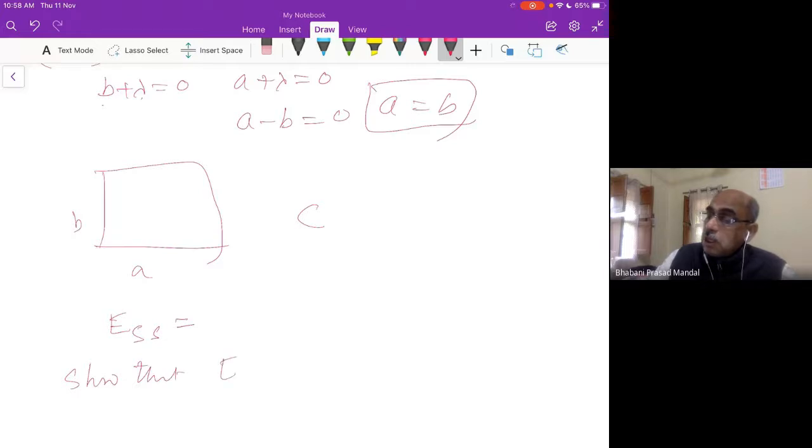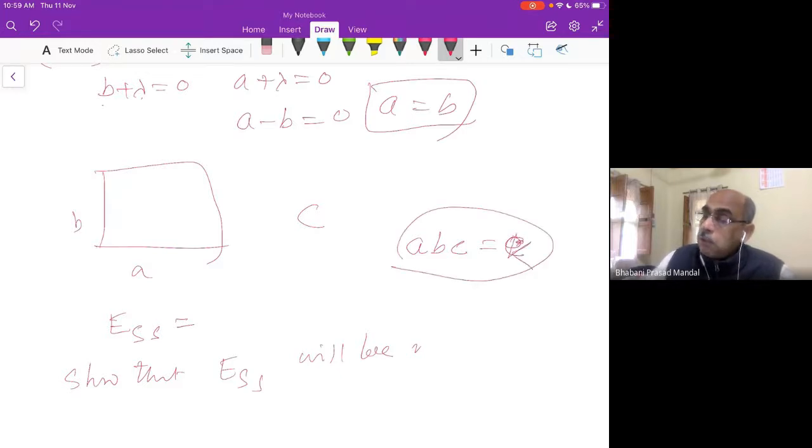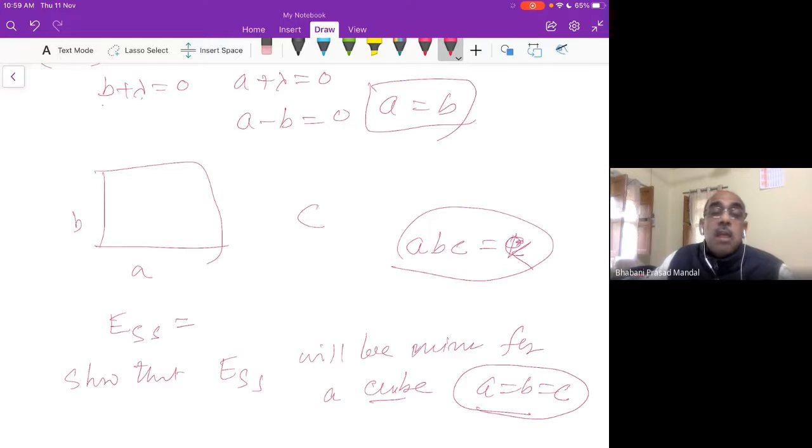this ground state energy will be minimum for a fixed volume. So this is a box with a fixed volume, so ABC is some constant K, and you have to show that the ground state energy will be minimum for a cube. That means you have to prove that it will be minimum only when A equals B equals C, by this multipliers method. So you try to solve this energy level problem.